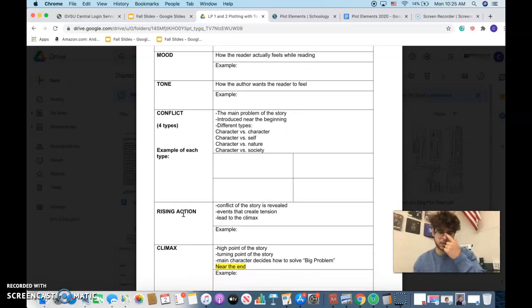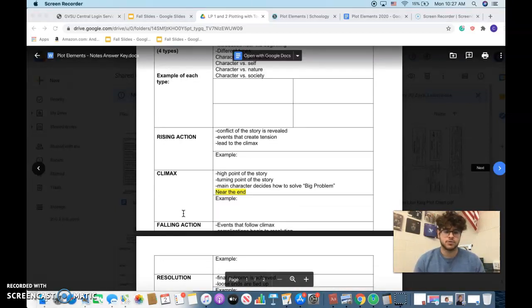Then we have rising action. Rising action is when the conflict of the story is revealed, events that create tension, that lead to the climax. So I'm going to use a very popular movie, Avengers, for this example. The conflict of the story is usually revealed.